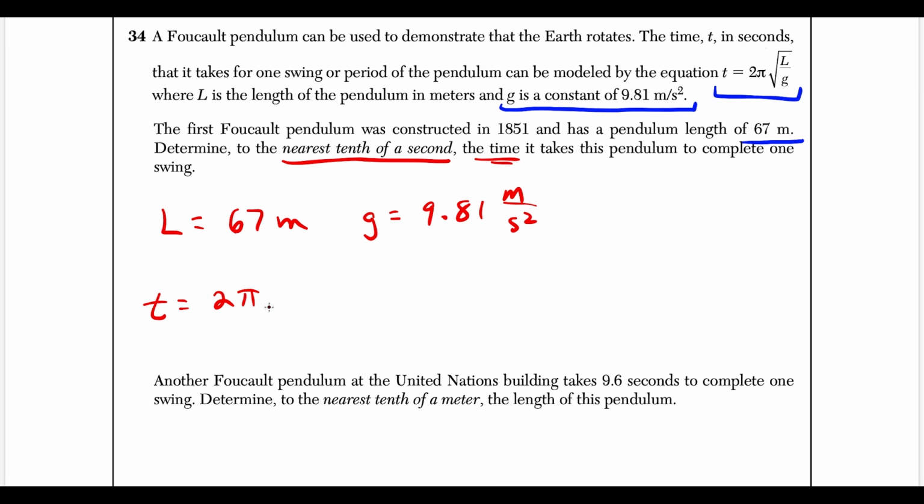We're just doing 2 pi times the square root of capital L is 67 meters, and we're dividing by g, which is 9.81 meters per second squared. You could write the units in here, meters over meters per second squared, but you could just also leave a space and tack on seconds at the end to show time is going to give you seconds. But the units would cancel out to give you seconds anyway. Now the rest is just typing this in the calculator and rounding to the nearest tenth.